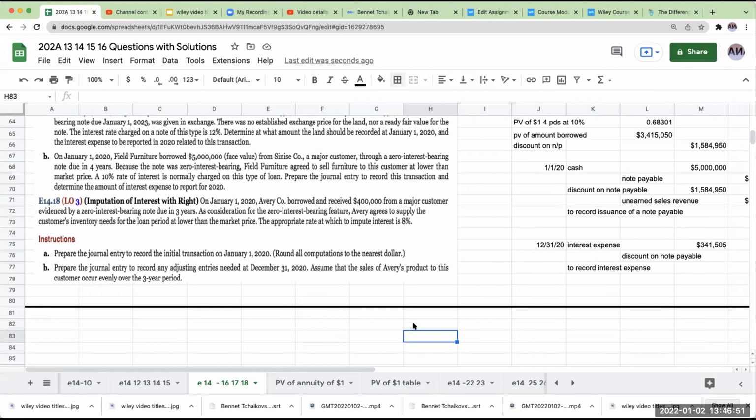As consideration for the 0 interest-bearing feature, Avery agrees to supply the customer's inventory needs for the loan period at lower than the market price. The appropriate rate at which to impute interest is at 8%. So let's do the basics first.